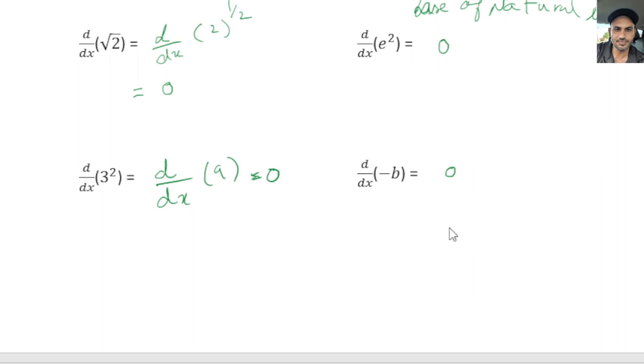Okay, so this is pretty easy. This is one of our first rules of derivative. We're going to learn a few more later on in the other videos, so hopefully this helps.